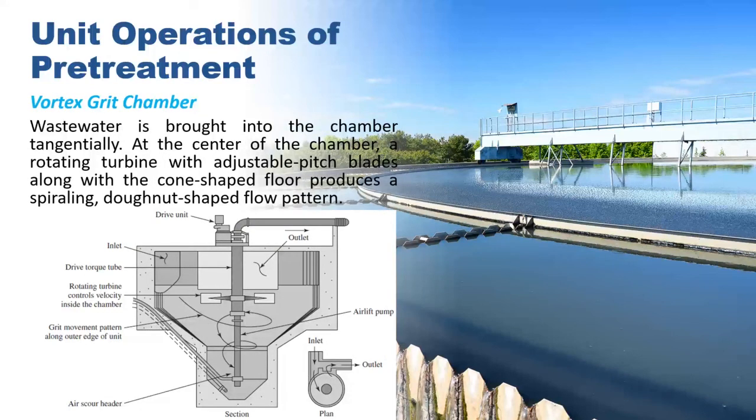Wastewater is brought into the chamber tangentially. At the center of the chamber, a rotating turbine with adjustable pitch blades along with the cone-shaped floor produces a spiraling donut-shaped flow pattern. So this pattern tends to lift the higher organic particles and settle the grit into a grit sump. The effluent outlet has twice the width of the influent flume.